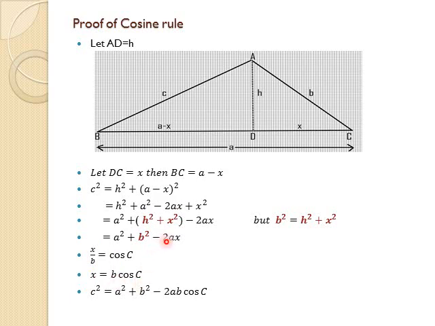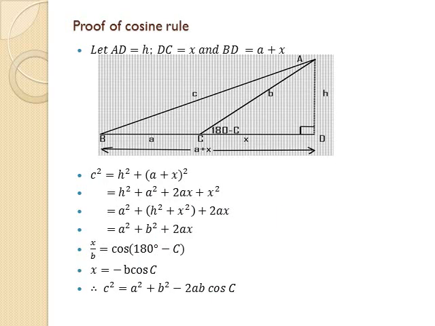Right? And from there, in place of x, you see there, x becomes b cos C. Therefore, my equation now reads c squared equals a squared plus b squared minus 2ab cos C. Right? And there I formally proved it. That's the first way.